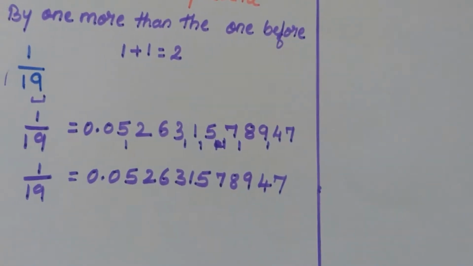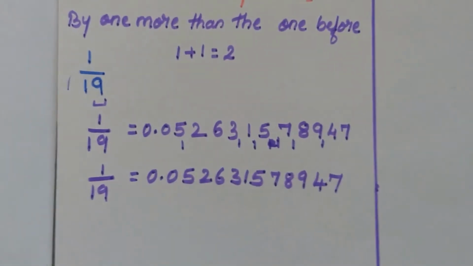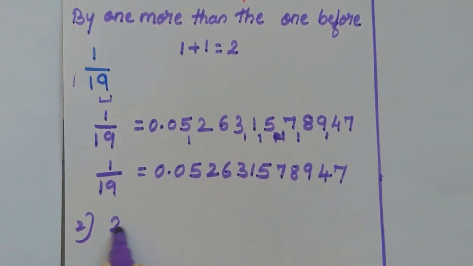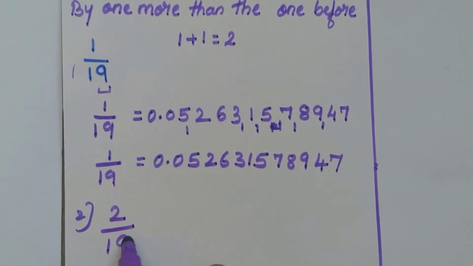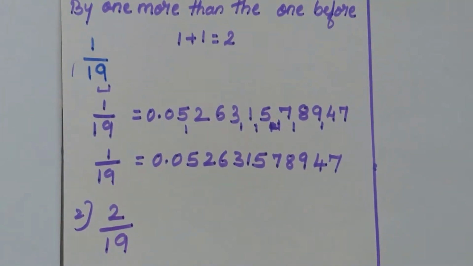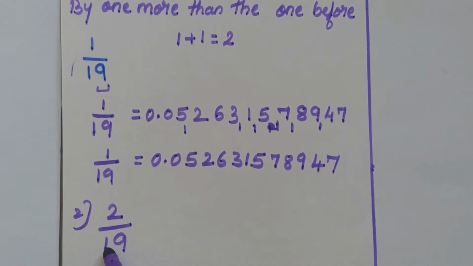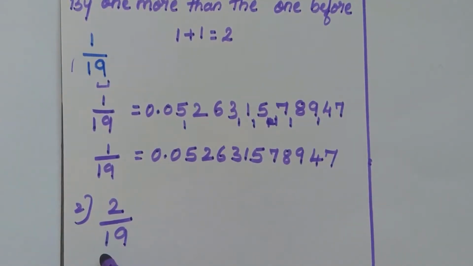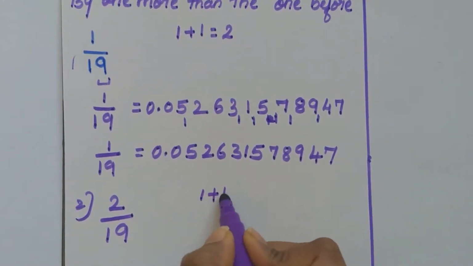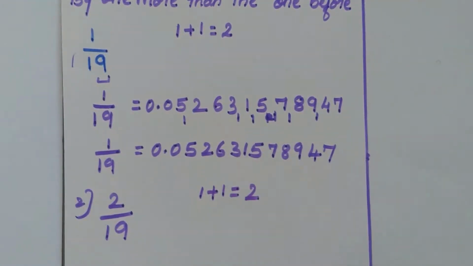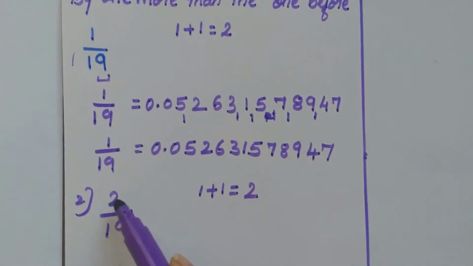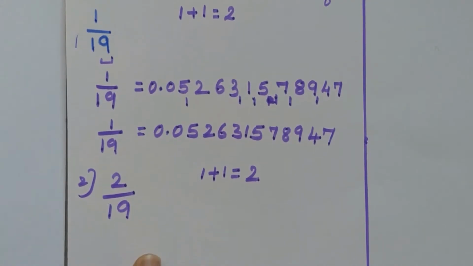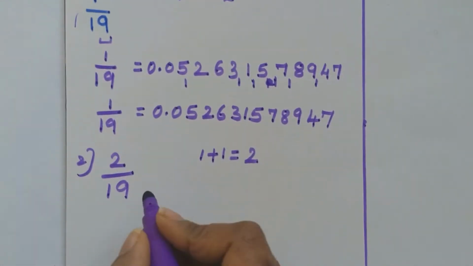Let us consider another example so that you will come to know this method. Now in the second example, 2 by 19. Again the same thing, the 1 before 9 is your 1, and again I am going to increase it by 1. So 1 plus 1 gives me 2. Now again 2 will become my divisor. 2 divided by 2 will become 0, but the quotient will be 1.